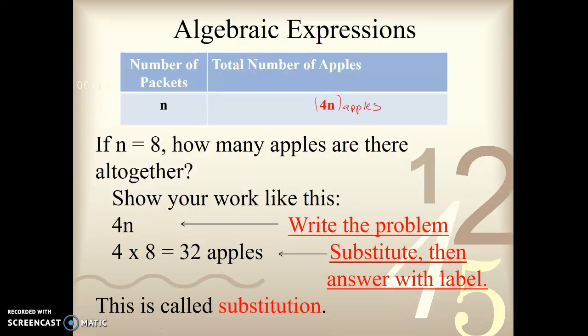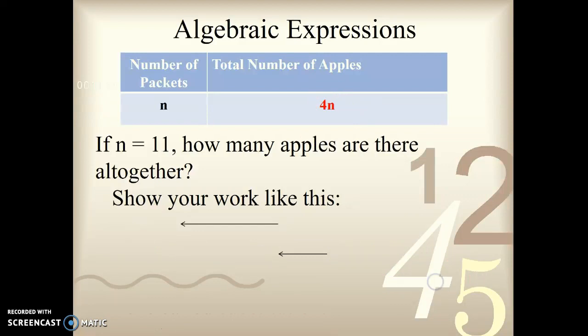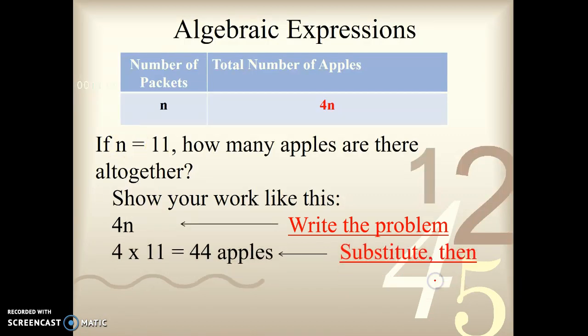This is called substitution. Now, what if n equals 11? Then what are we going to do? How many apples are there altogether? Let's rewrite our problem, 4n. Then we're going to substitute in the number that I'm given for the variable. So 4 times n. Then we're going to solve. It equals 44 apples. We always want to answer with a label.